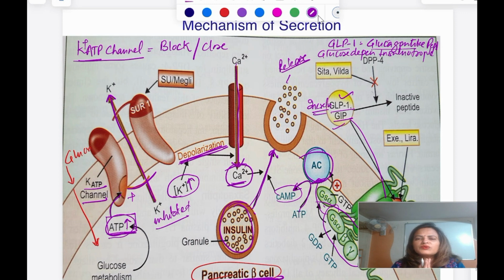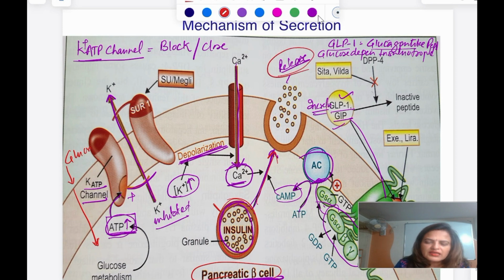Now once this insulin is released into the circulation, how is it going to act? What is the main action of that insulin, and what is the mechanism? This is the mechanism of secretion. The insulin is synthesized and stored here. It is synthesized as proinsulin, then insulin with the C peptide, and it is stored. Now how is it released?